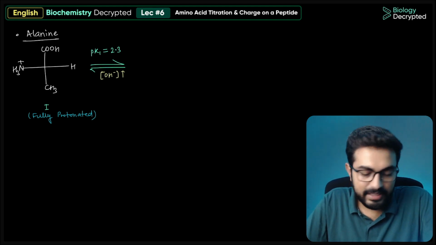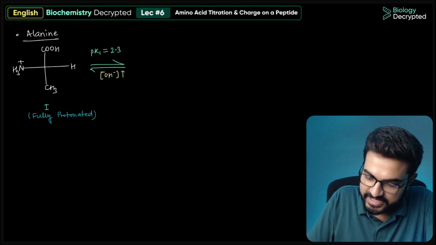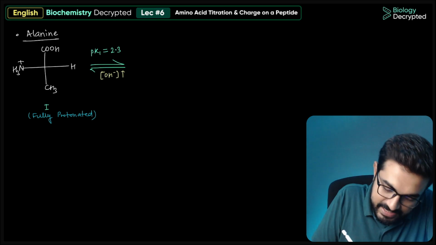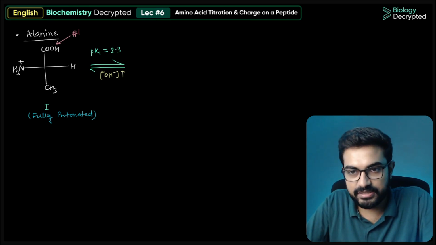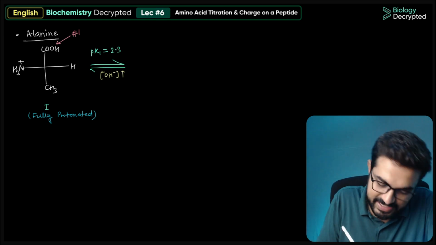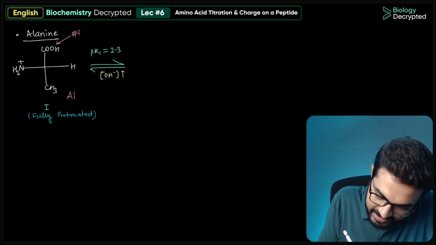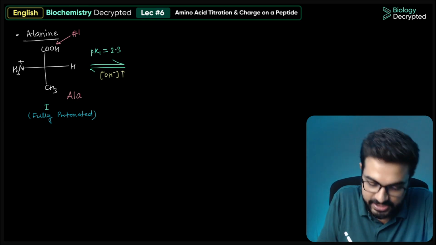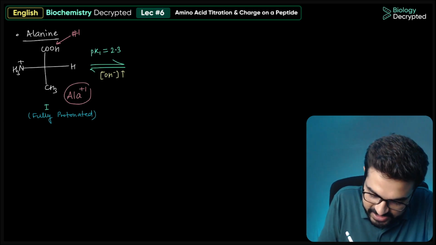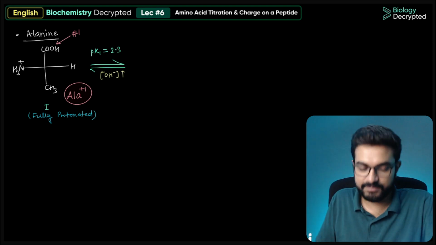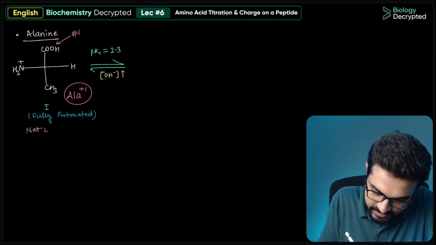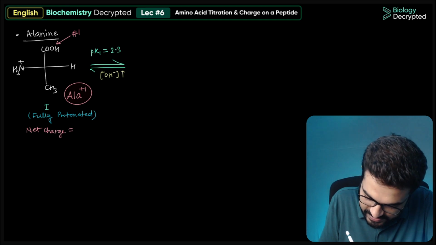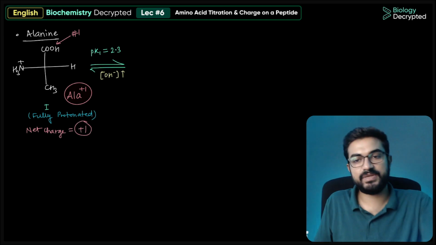Now what we'll see here overall is this particular group, that is the alpha carboxylic acid group, will get ionized first. In this state we can say that alanine has a net positive charge, that is a +1 charge. This is alanine with +1 charge. Net charge is +1.